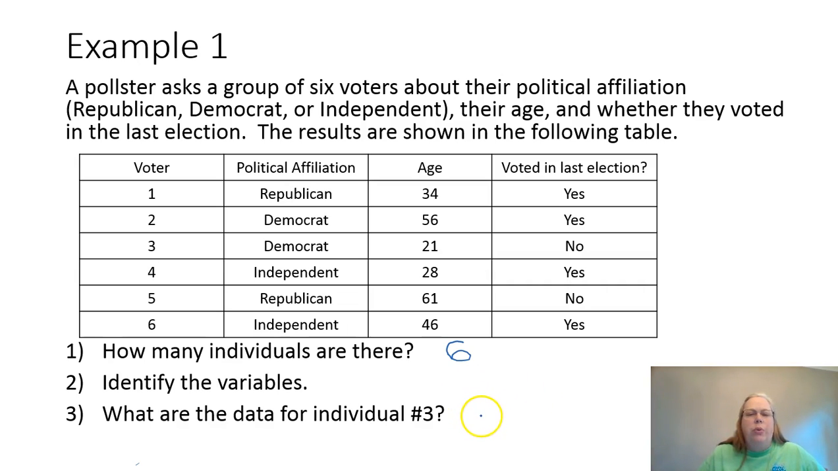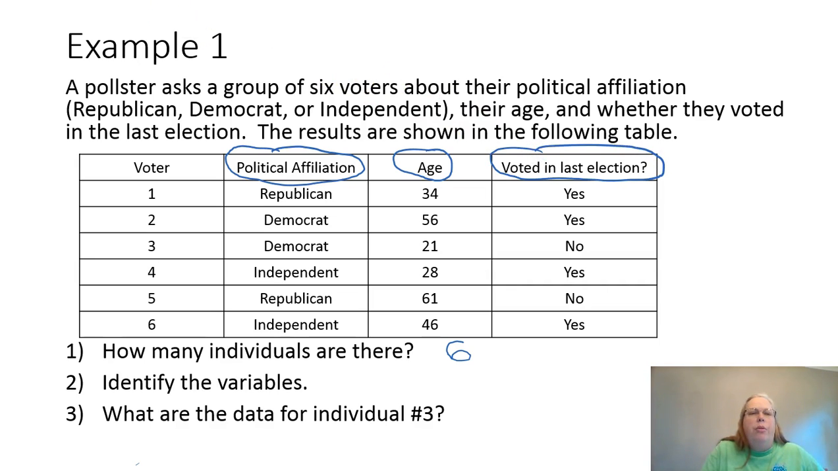Question number 2, identify the variables. The variables are going to be the columns up here in our table, specifically their political affiliation, the age of the person, and whether or not the person voted in the last election.